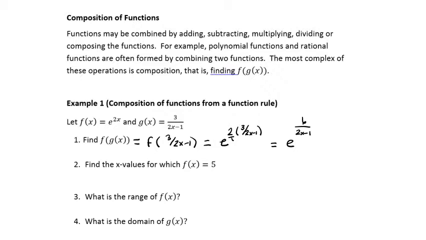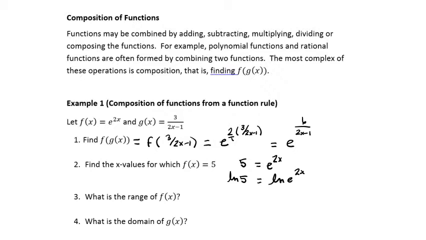The next question does not involve a composition. It's just the x values for which f of x equals 5. This is just a little algebra review. So 5 equals e to the 2x. And then remember that your tool for solving an exponential function, especially one involving e, is natural log. So I'm going to take the natural log of both sides.